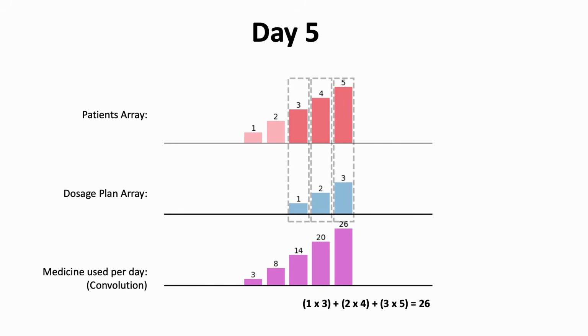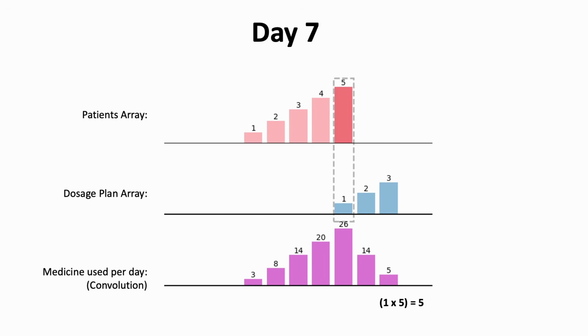A couple of days later, the dosage window begins to advance away from the right side, indicating that there are no new patients coming. So nobody receives the 3 doses on their first day. After the overlapping finishes, we are left with this new output array that contains the total dosages required for each day of the next 5 days. So that is the convolution operation in a nutshell.